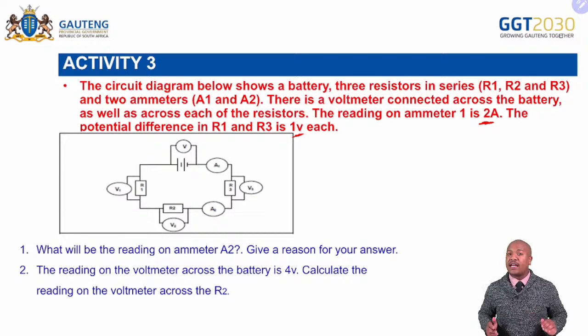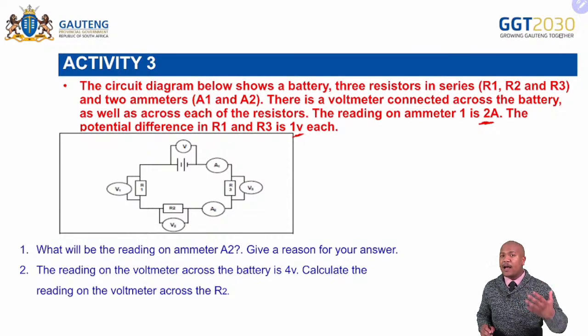And here we have a diagram, right? Then number 1 says, what will be the reading on ammeter 2? Give a reason for your answer. Then number 2, the reading on the voltmeter across the battery is 4 volts. Calculate the reading on the voltmeter across resistor 2.